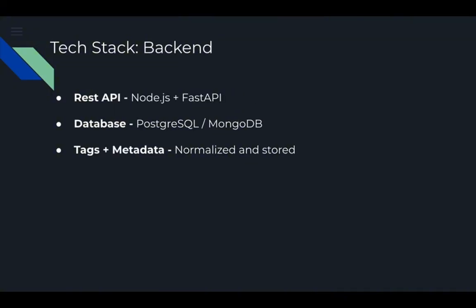On our backend, we used a REST API through Node and FastAPI, a combination of that, to implement our API endpoints. The database is what we've implemented to store our restaurant details, such as dietary categories, certifications, and cross-contamination risks.